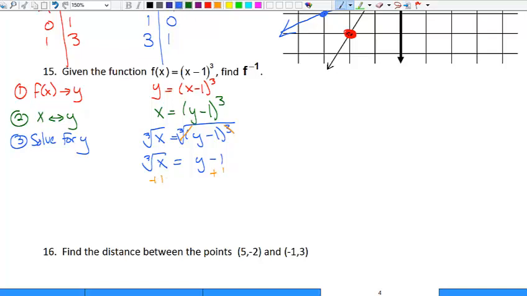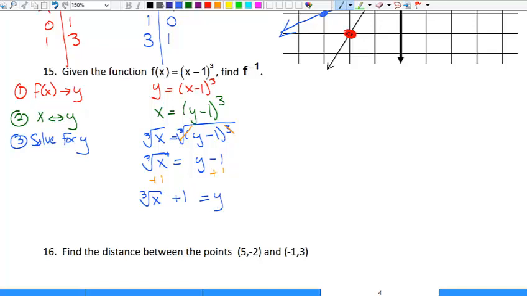Notice that when I took the cube root, it was only over the x on the left-hand side. So therefore, the cube root only goes over the x. The +1 should go after it. Make sure you stop the cube root's little tail. Just make sure it's over the x only. Okay, well I've solved for y.